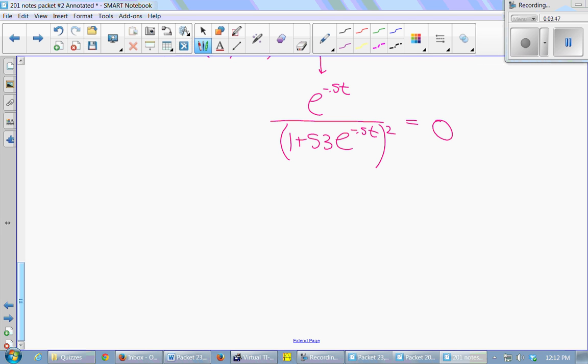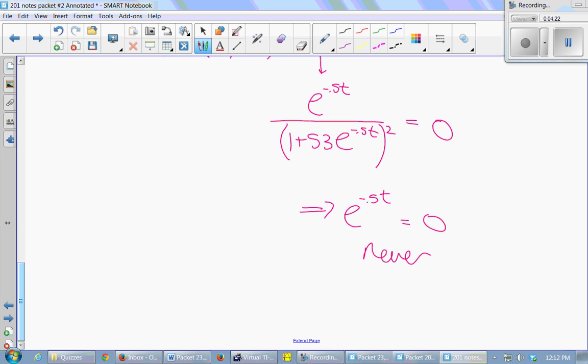Okay, so that denominator can never be 0, and neither can that numerator, right? Fractions equal 0 when the numerator equals 0. So e to the negative 0.5 t has to equal 0 for a fraction to equal 0, but this is never true. So it turns out that this function has no critical points. There is no place between 0 and 20 where this function has a horizontal tangent line.